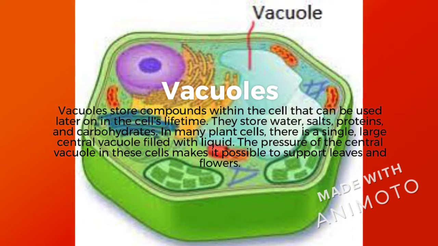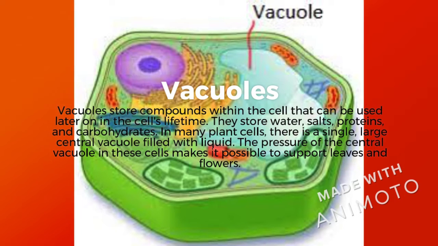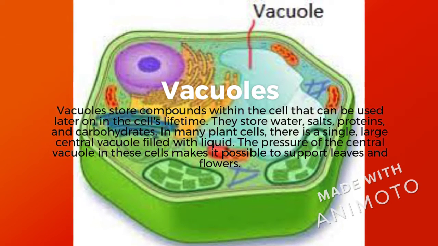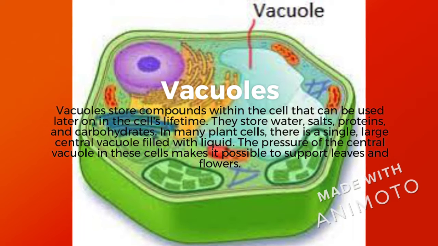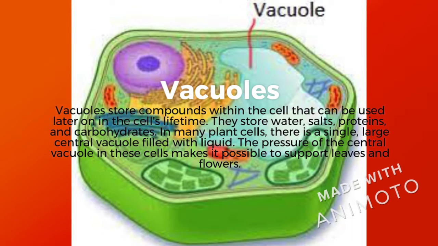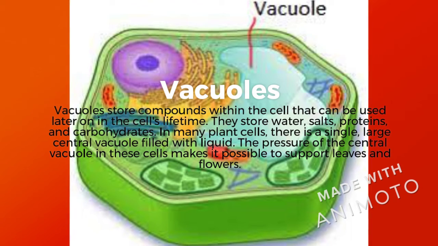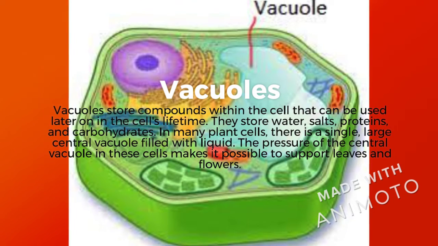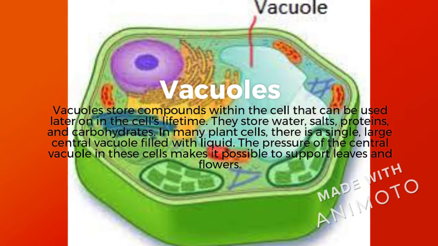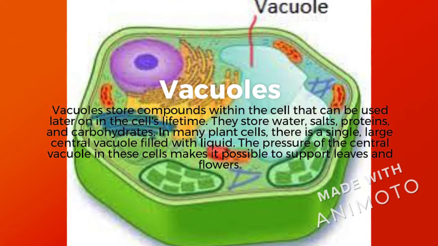Vacuoles. Vacuoles store compounds within the cell that can be used later on in the cell's lifetime. They store water, salts, protein, and carbohydrates. In many plant cells, there is a single large central vacuole filled with liquid. The pressure of the central vacuole in these cells makes it possible to support leaves and flowers.